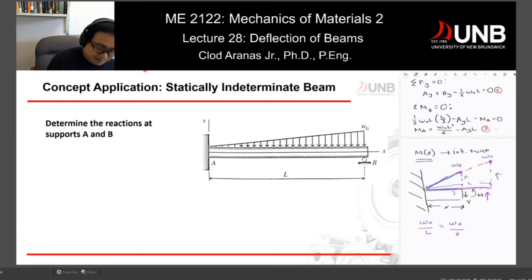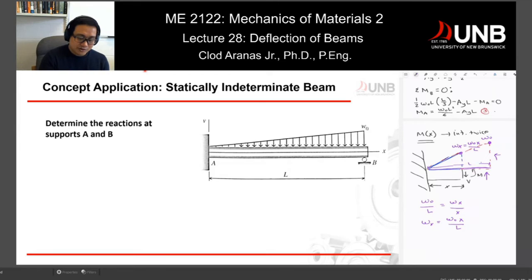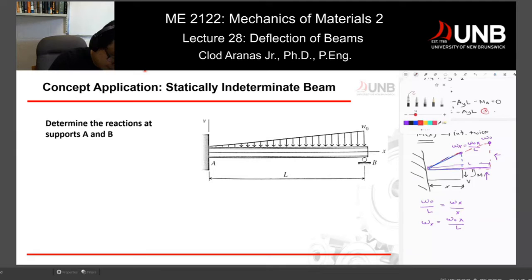So which means I can get my W sub x. So if I get my W sub x, that would be W naught x divided by L. So this W_x right here is W naught x divided by L. So that's also the same thing for your exam. That's how you cut the beam in order for you to get the equation. So now I know that I have a small triangle with this value right here. This would be the value of this one.